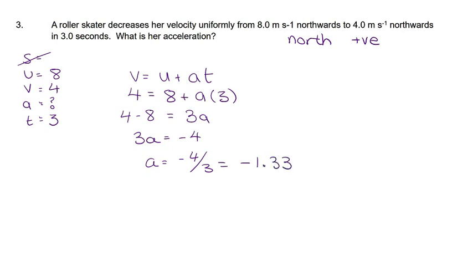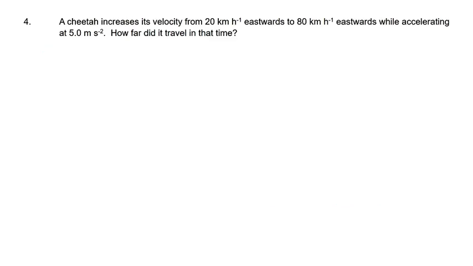Now we need to interpret the sign. So we got a negative. We've said north is positive, so negative must be south. So my acceleration must be 1.33 meters per second squared south. Okay, and that's that one. Okay, let's try the next one. So same thing. I'm going to have a quick look. And it looks like I can see east a lot. So I'm going to go east is positive.